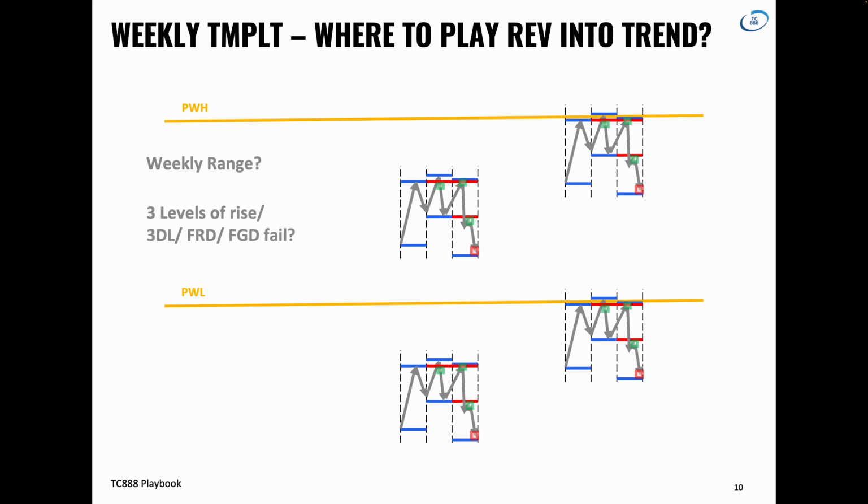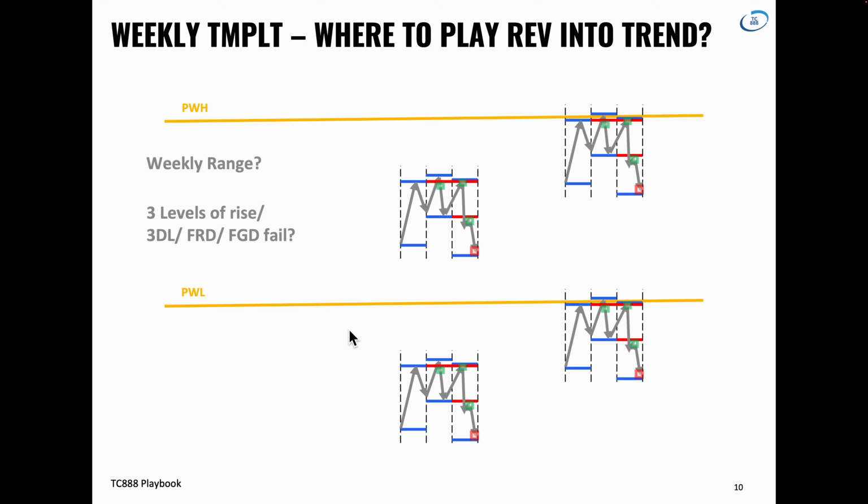So what does this mean? Where to play reversal into trend? So we really want to check the previous week's high and low all the time. What's the weekly range? Do we have 3 levels of rise within the weekly range? Do we have 3 days of longs, potentially a first red day or a first green day fail? So if we had a fake out high on the week before and it's pulling back down, then we might already take a continuation in the midst of the range, not at the low of the range, of course. So you don't want to trade into the low of the range.